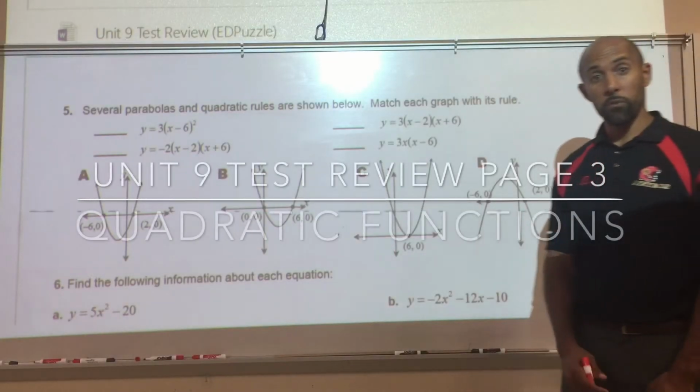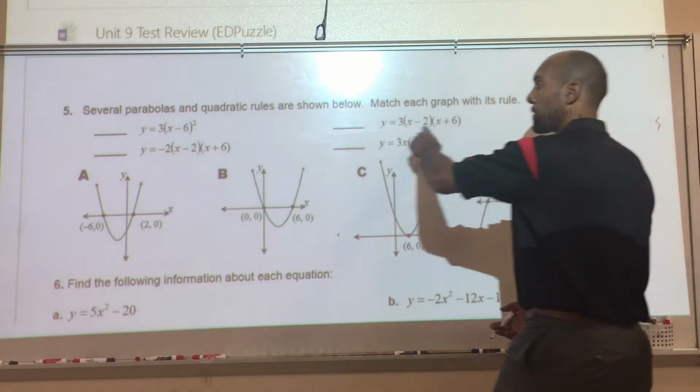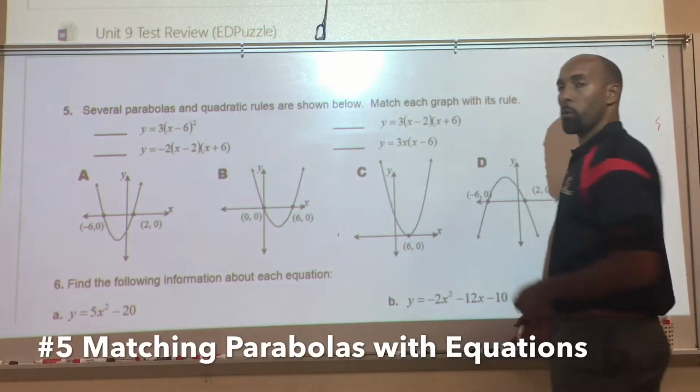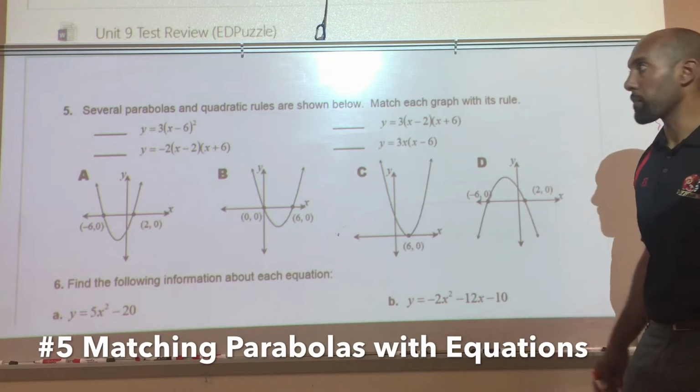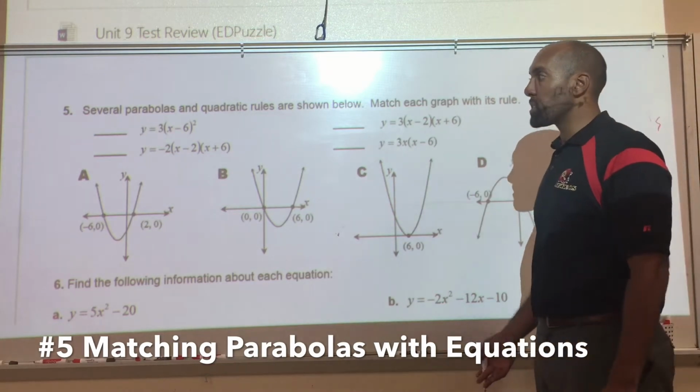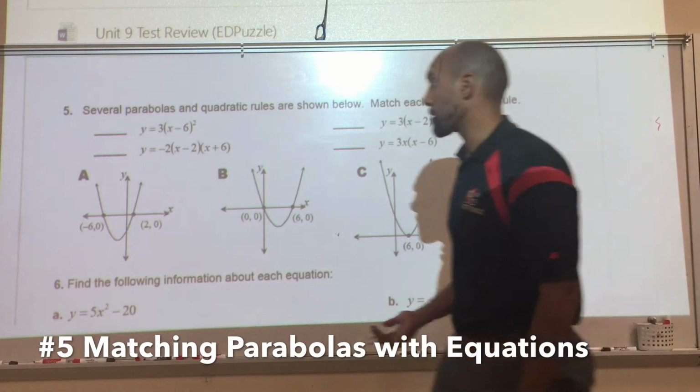Okay, so we're on to page 3. So number 5, you have 4 equations, and we have to match them with graphs A, B, C, and D. Which equation goes to which graph? What we need to do is look at the important pieces of information in each equation.